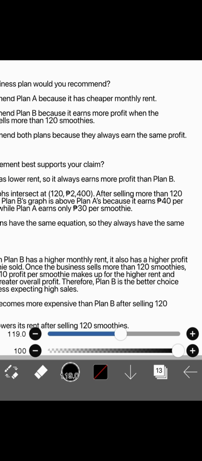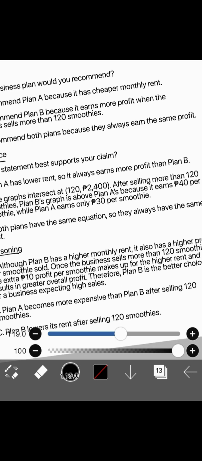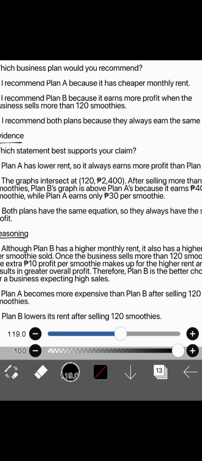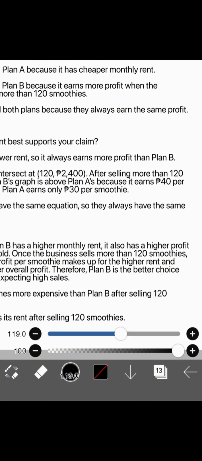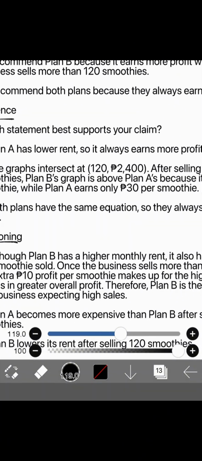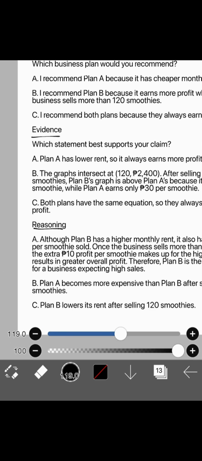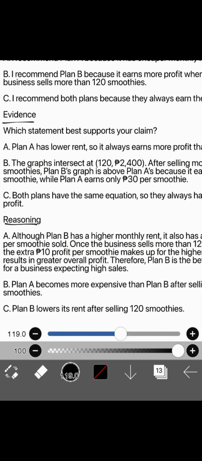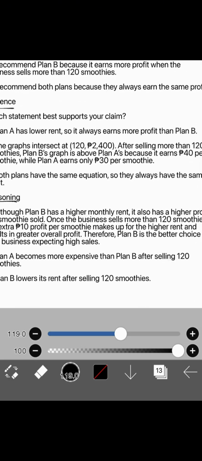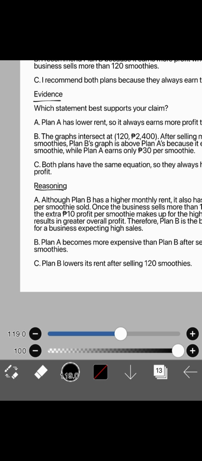That's for claim. Then for evidence, which statement best supports your claim? A, plan A has lower rent, so it always earns more profit than plan B. B, the graphs intersect at 120, and for 120 cups, you make 2,400 pesos. After selling more than 120 smoothies, plan B's graph is above plan A's because it earns 40 per smoothie while plan A earns only 30 pesos per smoothie. C, both plans have the same equation, so they always have the same profit.